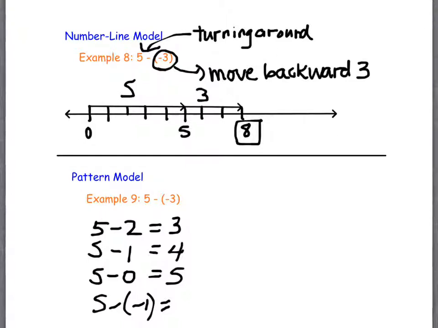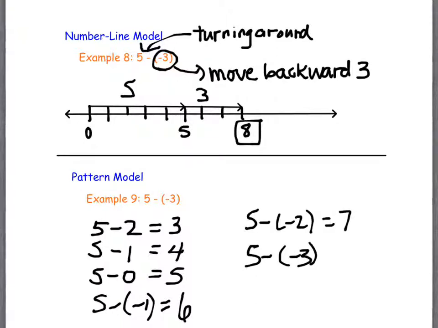If this went from 3 to 4 to 5, what should be the next value if the pattern continues? 6. So 5 minus -1 should be 6 because we've established a pattern that shows that it was for all the numbers before that. And we can continue that then with my 5 minus -2, which would then be 7, and 5 minus negative 3, which is the value we're actually looking at here, which is 8.